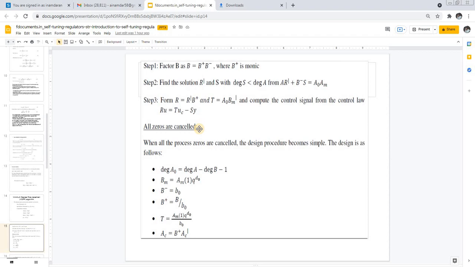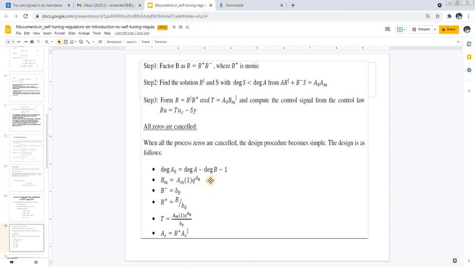Here all zeros are cancelled, and this design procedure simplifies significantly in a special case. The special case is the one in which all process zeros are cancelled. If all process zeros are cancelled, then degree of A0 equals degree of A minus degree of B minus 1. It is also natural for us to choose Bm as Bm equals Am(1) q to the power d.